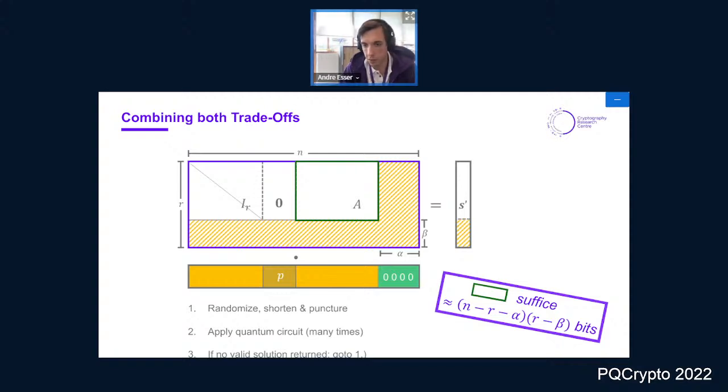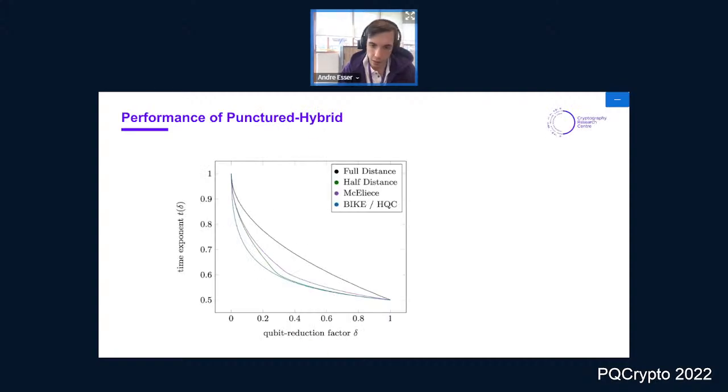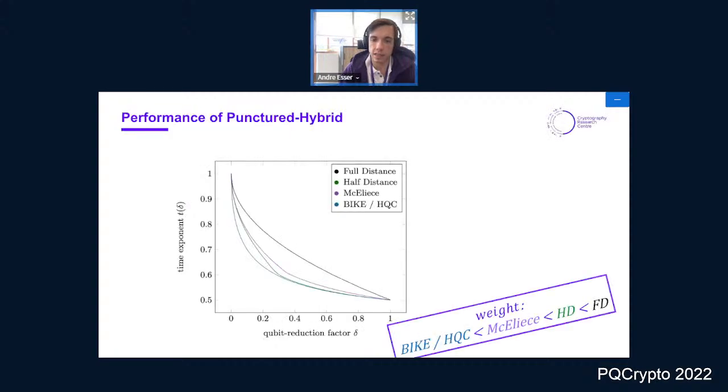Now, this formula for the qubits is not very relatable, so let's put this into the framework that we've just seen: the qubit reduction factor delta on the x-axis and the time exponent t of delta on the y-axis for different settings. These include coding settings such as the full distance and the half-distance setting, but also cryptographic settings like the McEliece and BIKE HQC settings, meaning in these settings the relation between the number of rows and columns of the matrix and the error weight is different. And in sum, you can say that the smaller the error weight, the better these trade-offs behave.